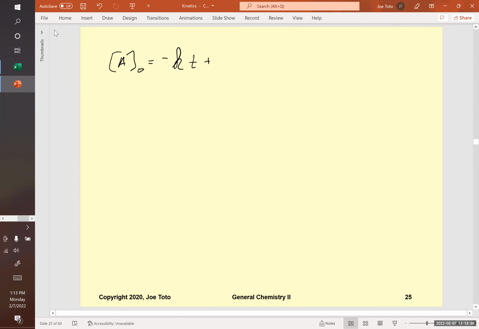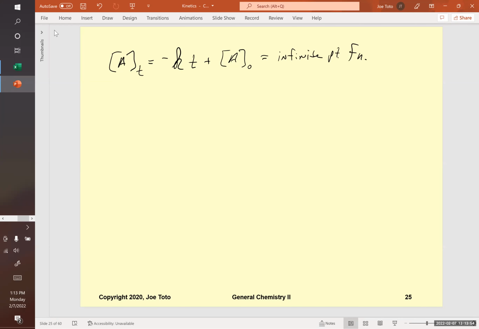Oh, sorry, that's not 0 there. That's T. All right, now I want to find out, this is an infinite point function. So I want to find out what the equation looks like for T 1/2, the half-life.